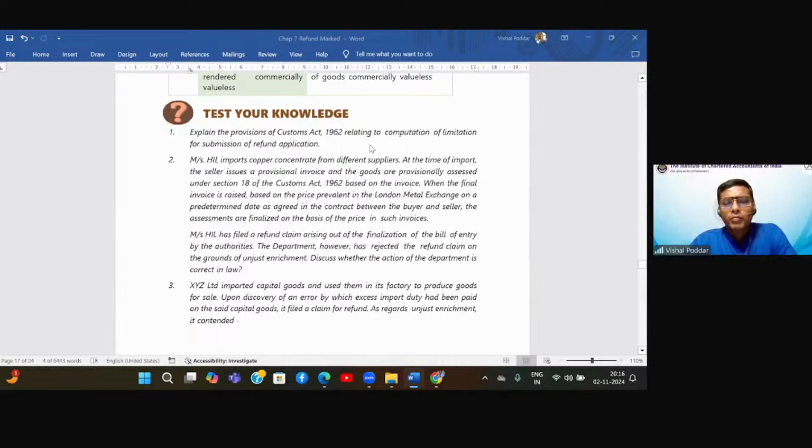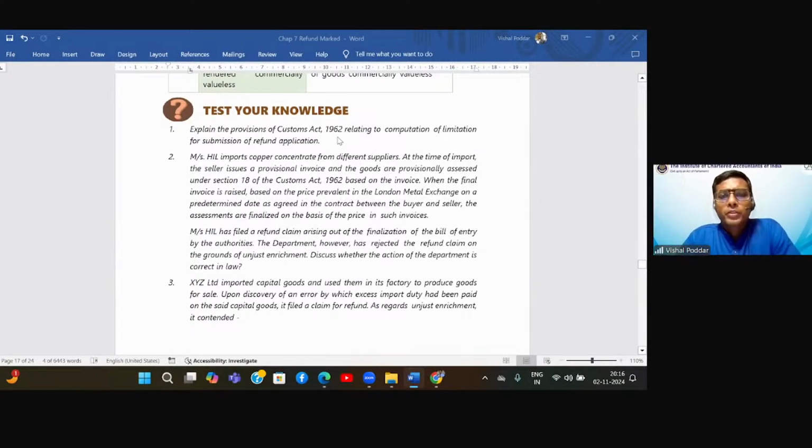Let us go to some of the questions that are expected on this. So explain the provisions of customs relating to computation of limitation for submission of refund applications. So here we have that 1 year time limit rule, and we have to explain how this 1 year would be counted in different scenarios, how 1 year would be counted from what date.